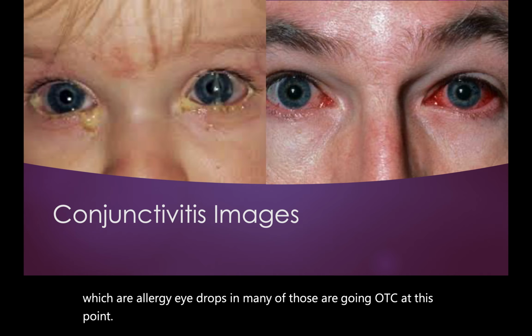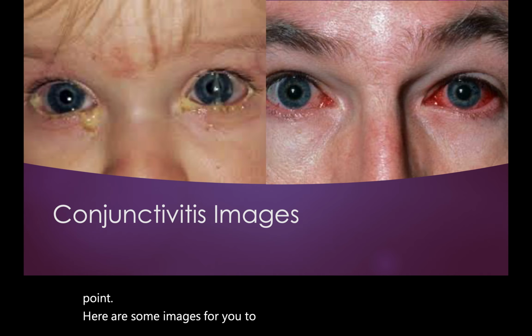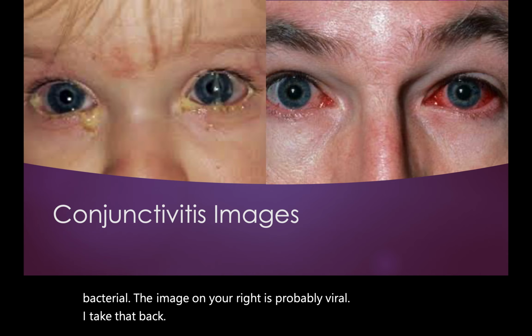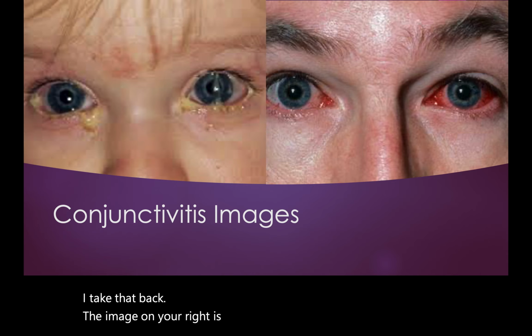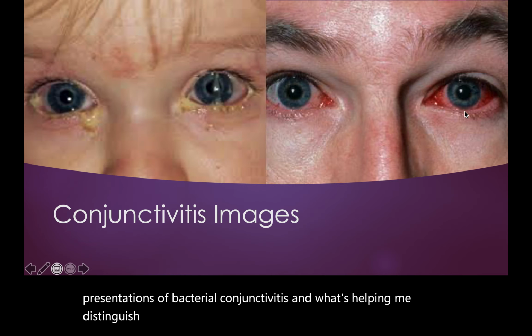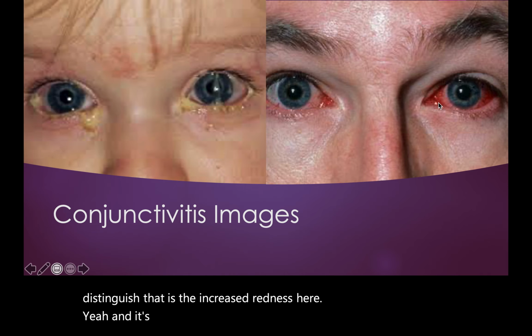Here are some images for you to review. The image on your left is bacterial. The image on your right is probably viral. I take that back. The image on your right is also bacterial. So these are both two presentations of bacterial conjunctivitis. And what's helping me distinguish that is the increased redness here. And it's unilateral. So I'm thinking more bacterial conjunctivitis in both of these slides.